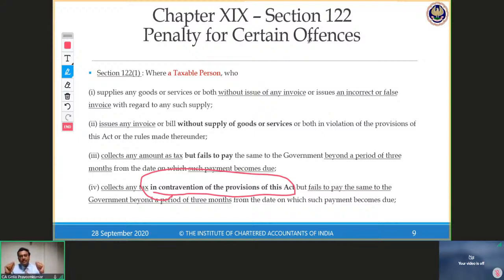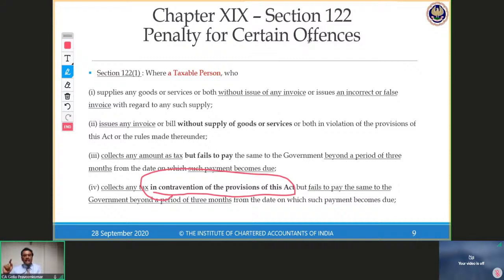There's one question from Ambika. In case of 3, tax is paid within 3 months, then no penalty? Definitely no, Ambika. I have collected the tax but not paid. Then my section 122 comes into picture. I have collected and I have paid. Now how did I pay? I have paid with interest.